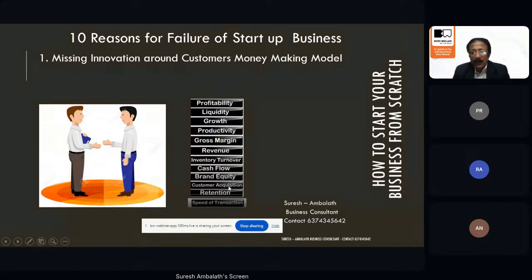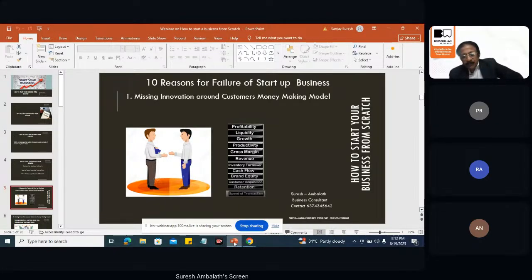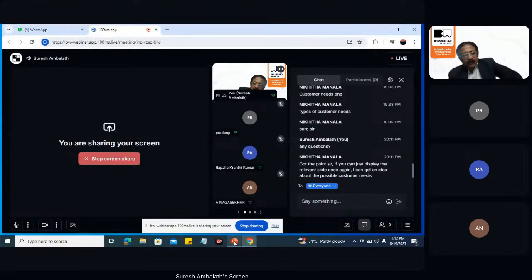This is most important. This 12 point you note down, this will give you the exact picture on how to start a business, or if you are already into the business, how to grow your business. This 12 point is most important. Customer need, you have to find out from this slide only.